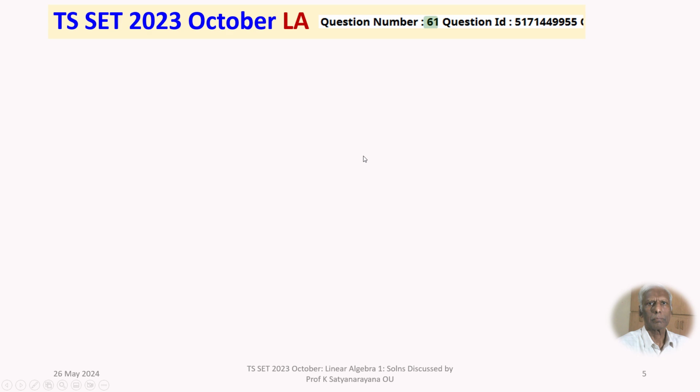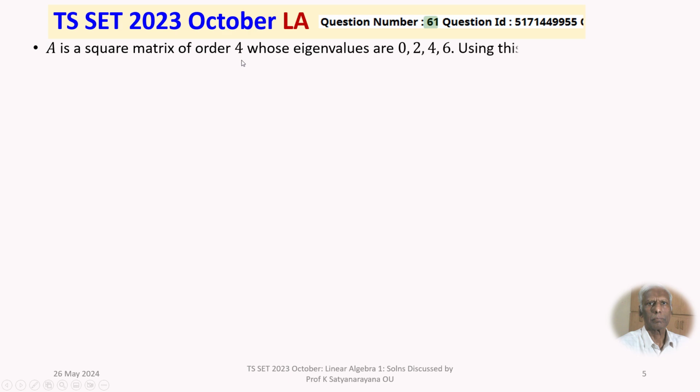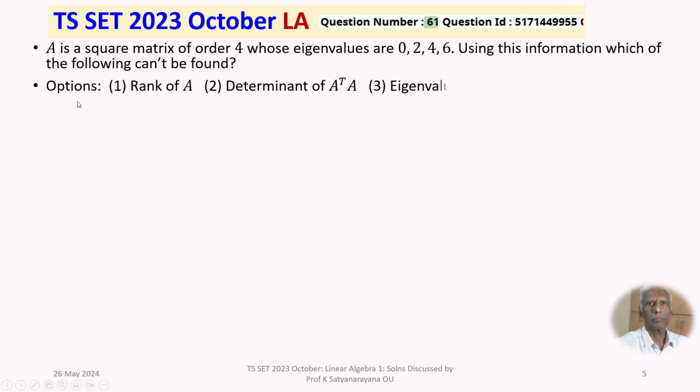Now, let's go to the first question, question number 61 with this question ID. The question is, A is a square matrix of order 4 whose eigenvalues are 0, 2, 4, 6. Using this information, which of the following cannot be found? We are given 4 options. Option 1, rank of A. Option 2, determinant of A transpose A. Option 3, eigenvalues of (A plus I) inverse. And option 4, the eigenvalues of A transpose A.